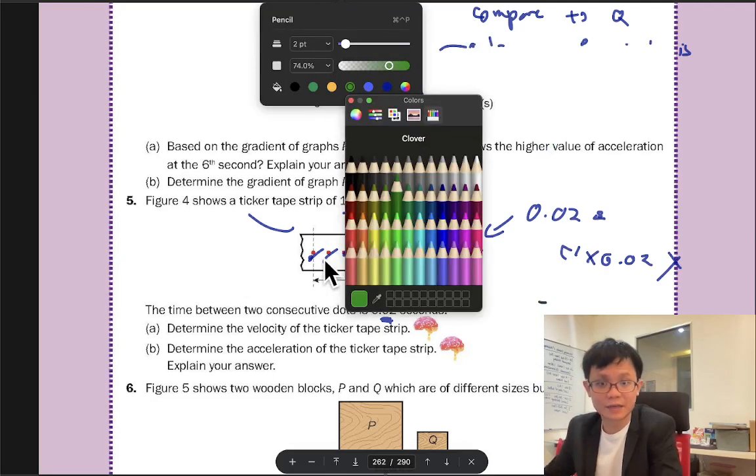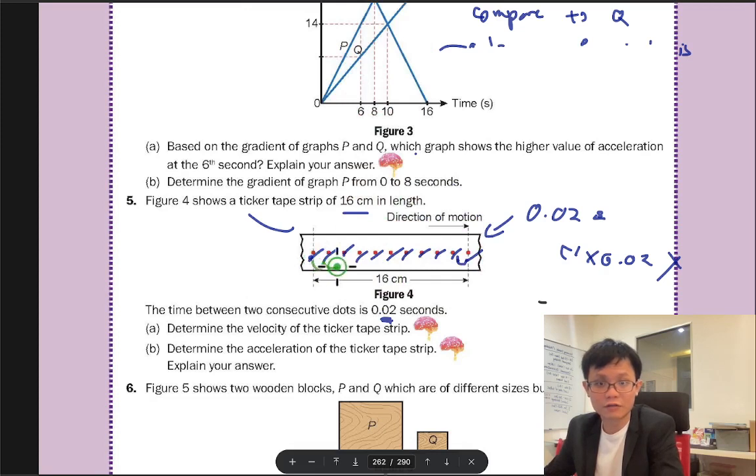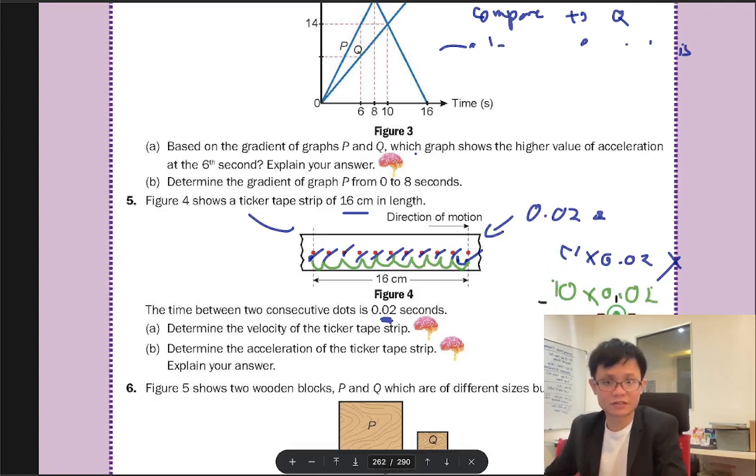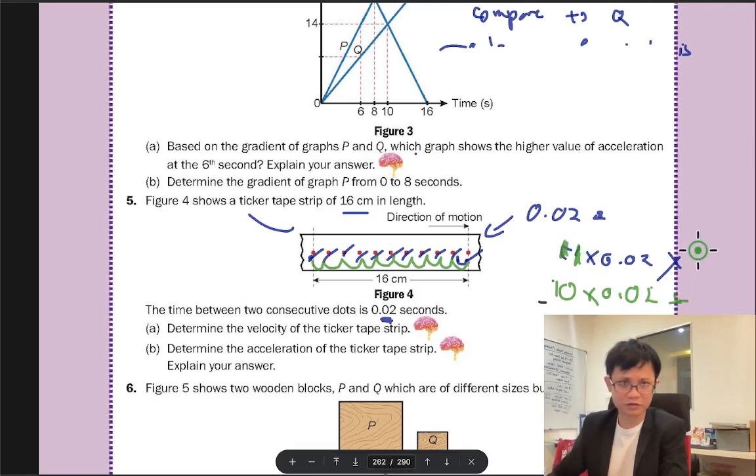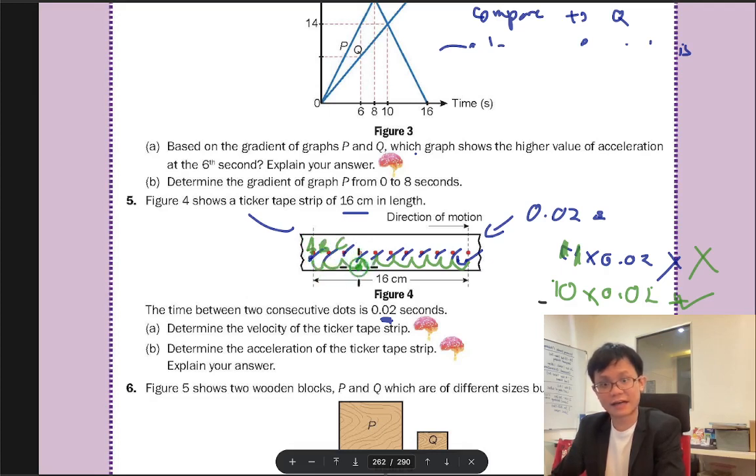Because you need to count the intervals in between. For example, 1, 2, 3, 4, 5, 6, 7, 8, 9, 10. So it's supposed to be 10 times 0.02, which will be the total time. If you use 11 times 0.02, you get it wrong. You use 10, you get it correct. Because it's from point A to point B, 0.02. Point B to point C, 0.02. That's why I draw the U.